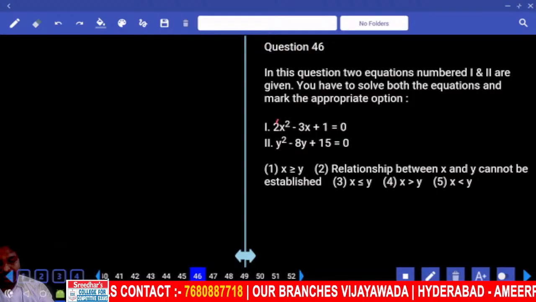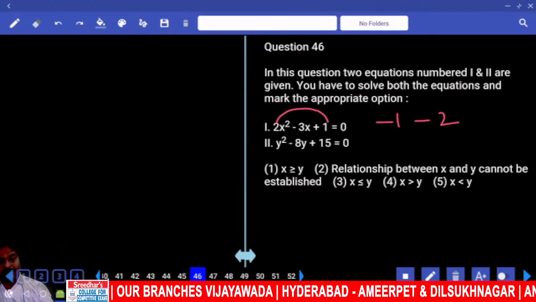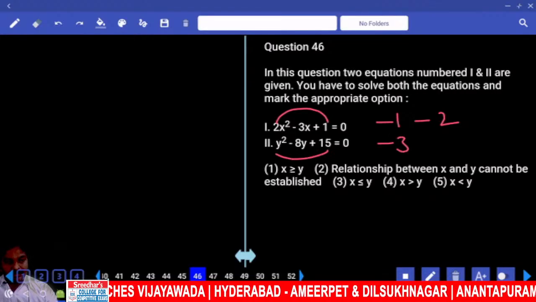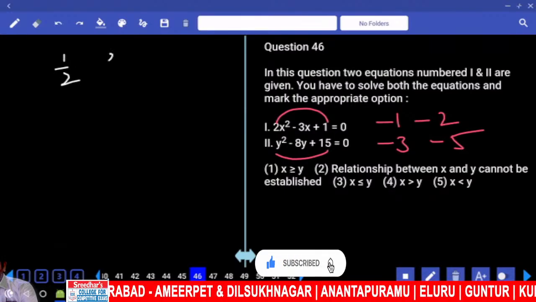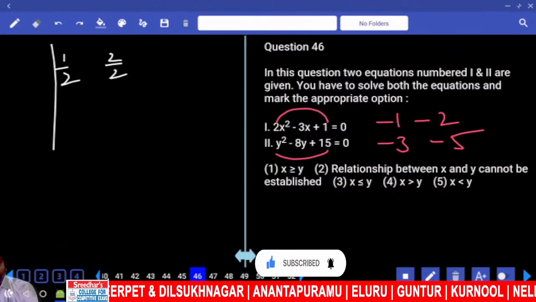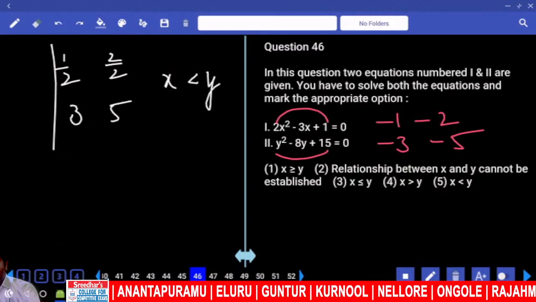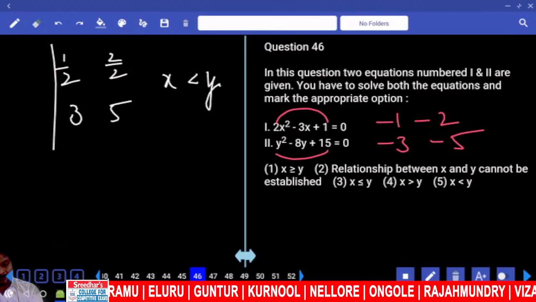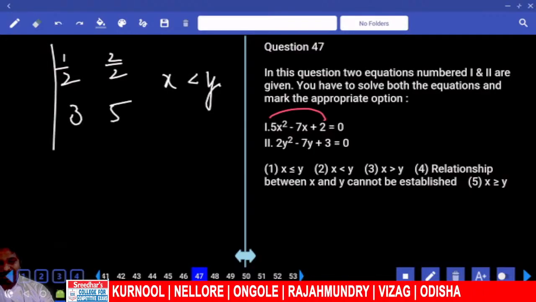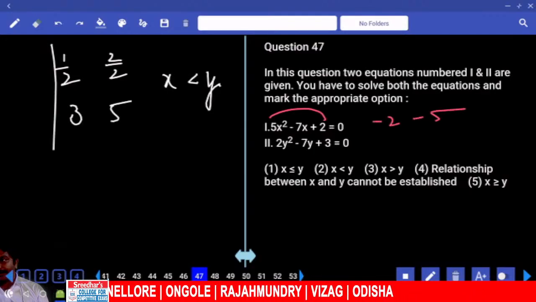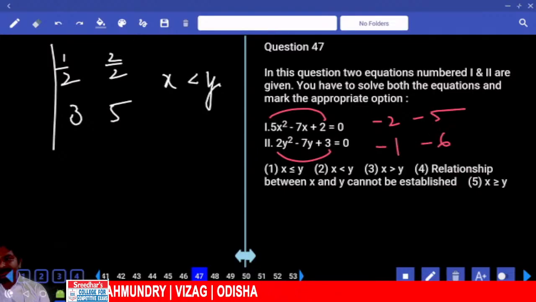Product must be 2, minus 1, minus 2 is the combination. Product must be 15, minus 3, minus 5 combination. Then the factors are 1 by 2, 2 by 2, 3, 5. X is less than Y. 5 comma 2, that itself is a combination. Minus 2, minus 5. Product is 6, minus 1, minus 6.